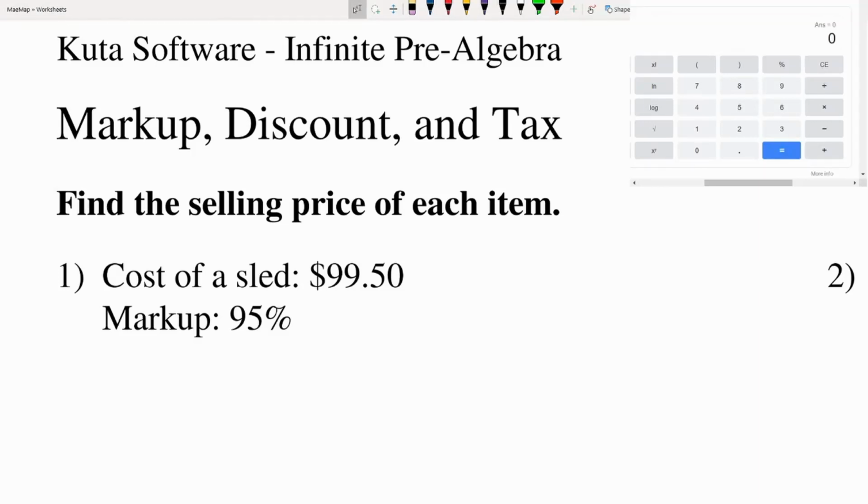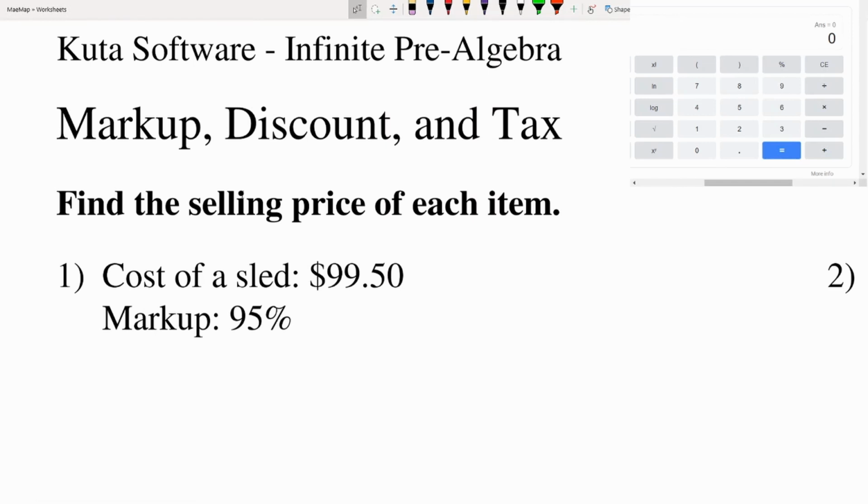In this video, we're going to start the Kuta Software Infinite Pre-Algebra free worksheet, Markup, Discount, and Tax easy. Our instructions for this worksheet are to find the selling price of each item. Through this worksheet, we're going to go over markups, discounts, and tax.